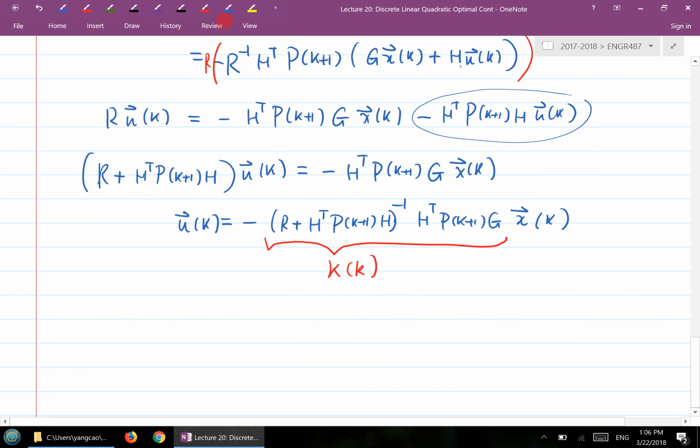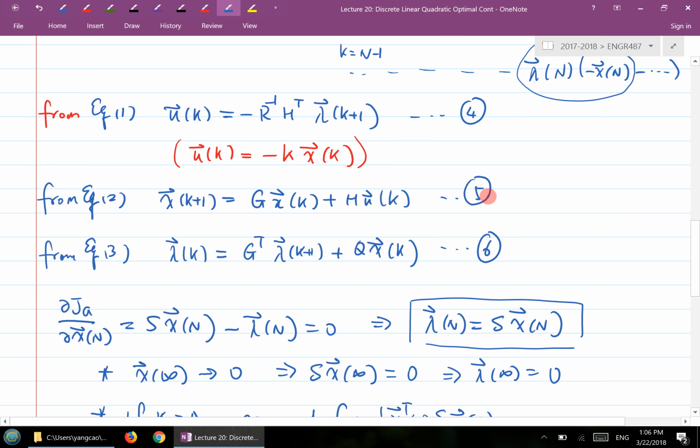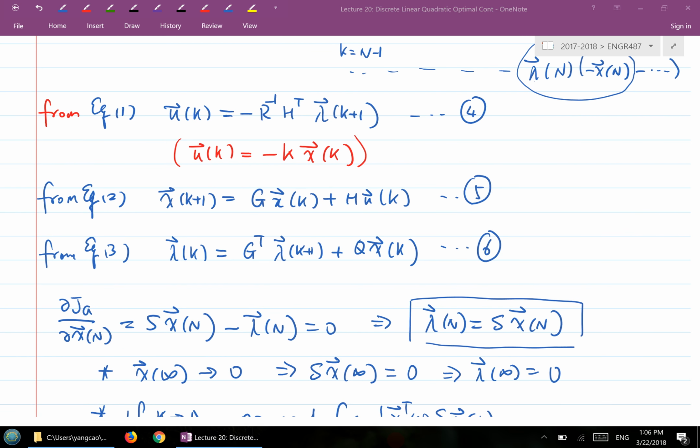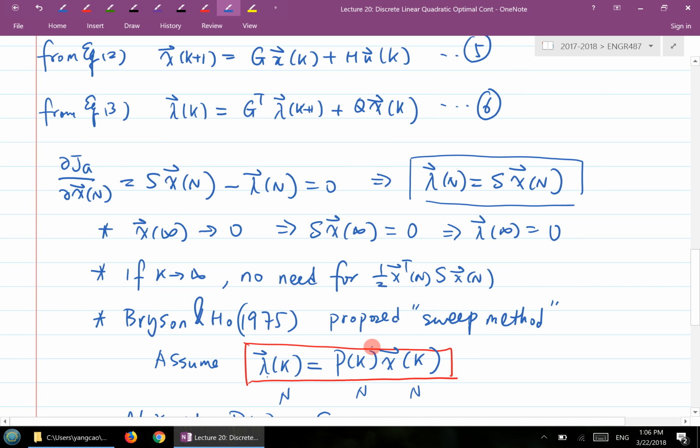So let's keep going. We haven't solved all of the equations yet. So we have 4, 5, 6. We used 4 and 5 now. We haven't done anything with the 6 yet. So let's do something with the 6. For number 6, we're going to replace the lambda with this sweep method, which is this one here. Replace the lambda k plus 1 with P k plus 1 x of k plus 1 here. And keep everything as it is.